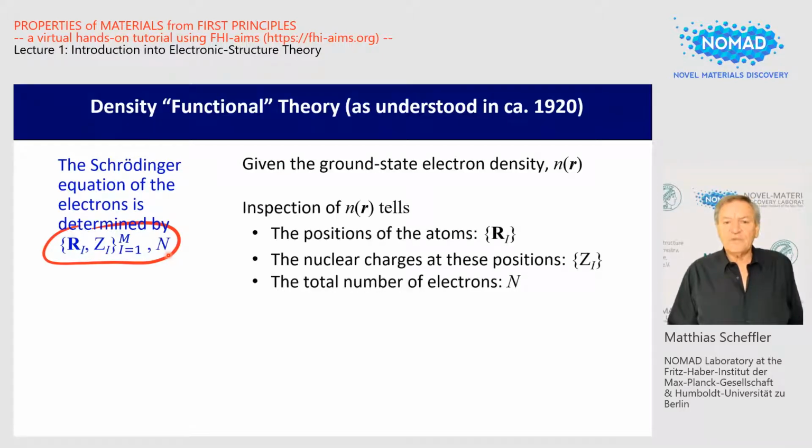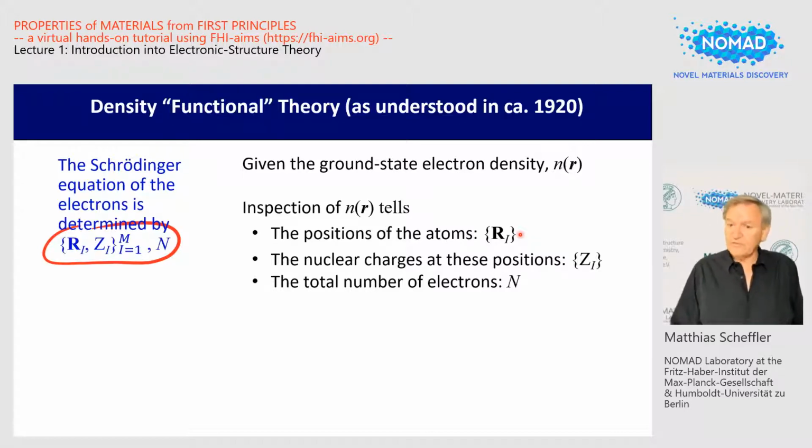Now, if we have the ground state electron density, inspection of n of R, in fact, tells us the positions of the atoms. The positions of the atoms in material science or chemistry are the positions where the potential is infinite. The Coulombic potential goes to infinity, it has a divergence. And therefore you can clearly see this in the electron density, if you have an all-electron theory or a measurement.